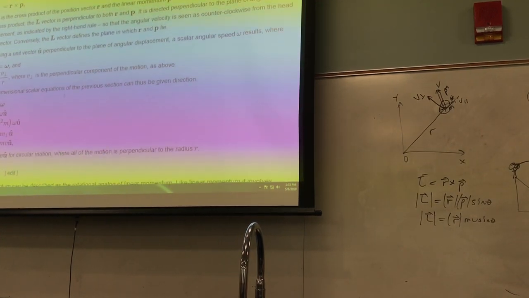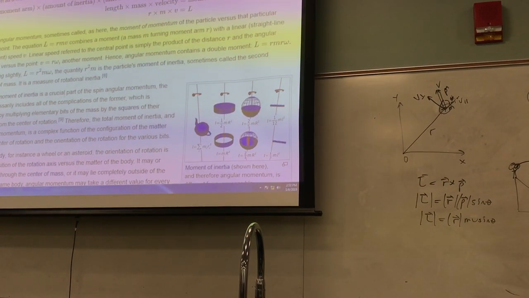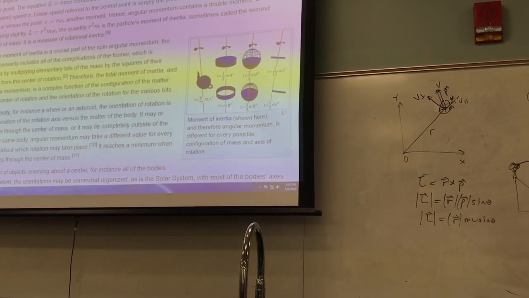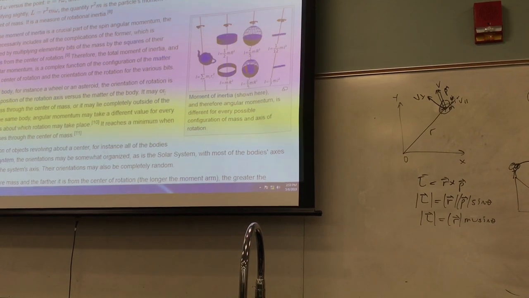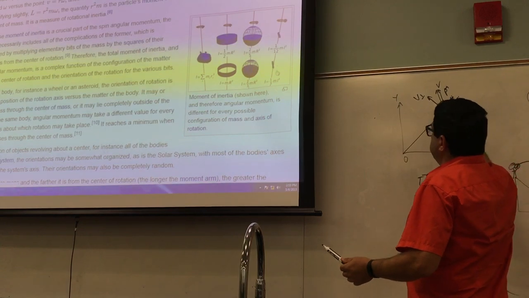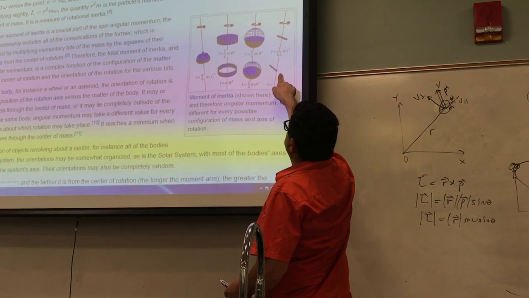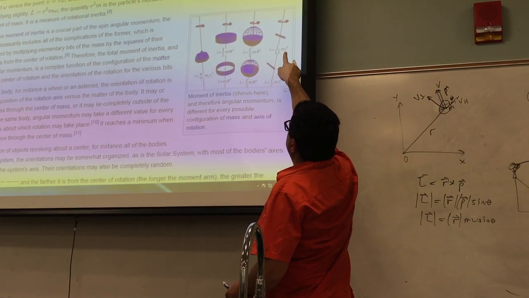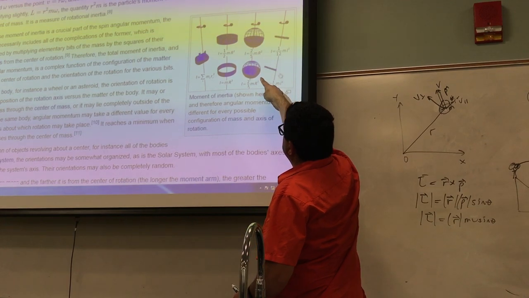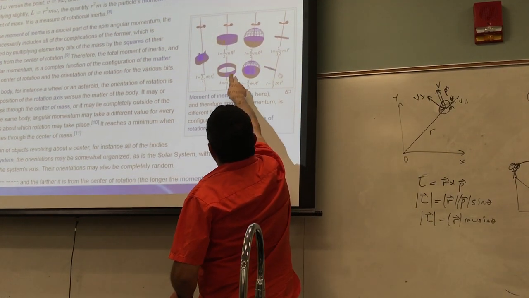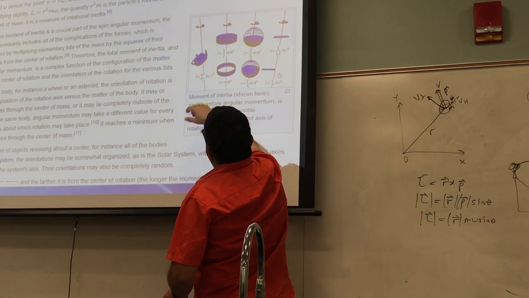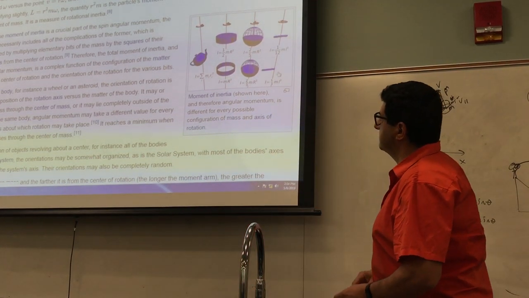L is R cross P. And it's also I omega. For these kinds of objects, I would use I omega because they're continuous objects. It's not like a point particle like this. It's more like a rotating object. So I would take their I and multiply it by their omega. And then I would take my I and multiply by omega: the Earth, hollow sphere, hollow cylinder, solid cylinder, and some random pot spinning, right?